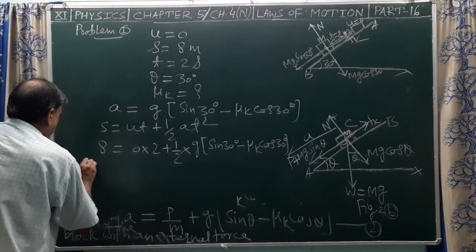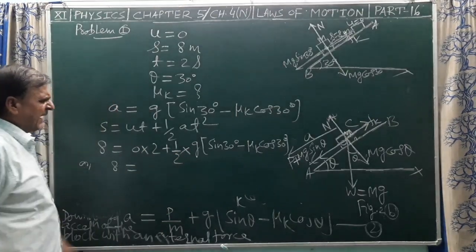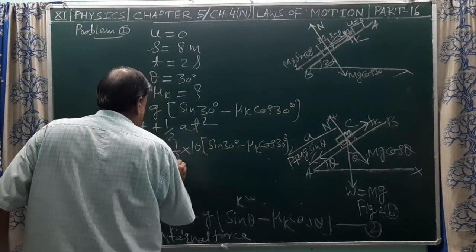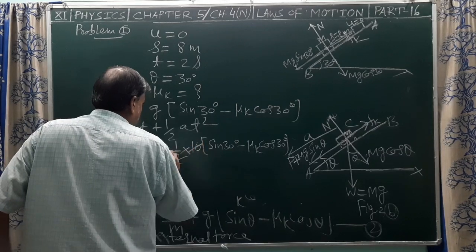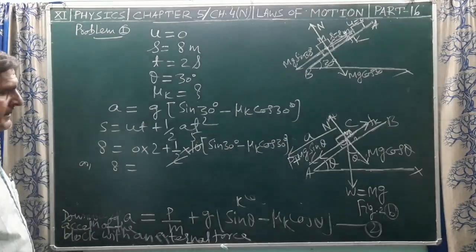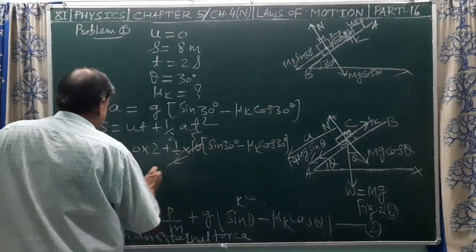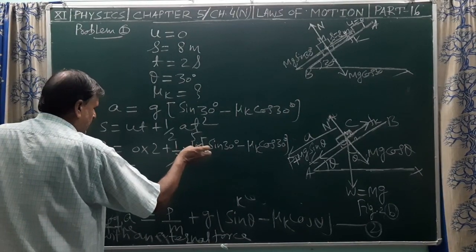And we now have 8 equals to, taking g equal to 10 in this case. In place of g we can write 10, and 10 will cancel out with the 2 in the denominator, and it is now 5. Sin 30 is half. We have taken g equal to 10 meter per second square, as given in the problem.